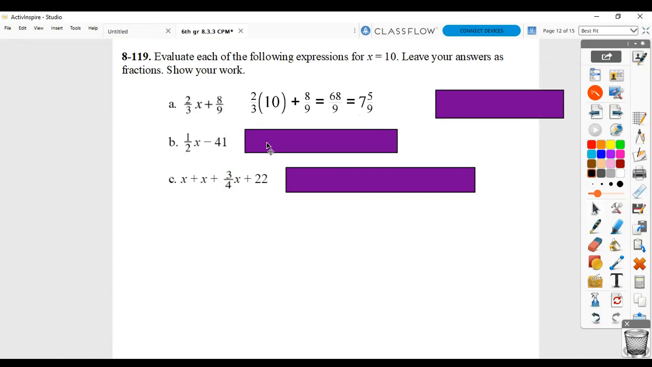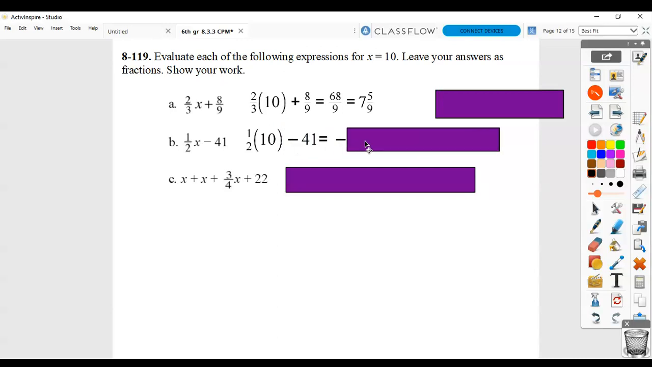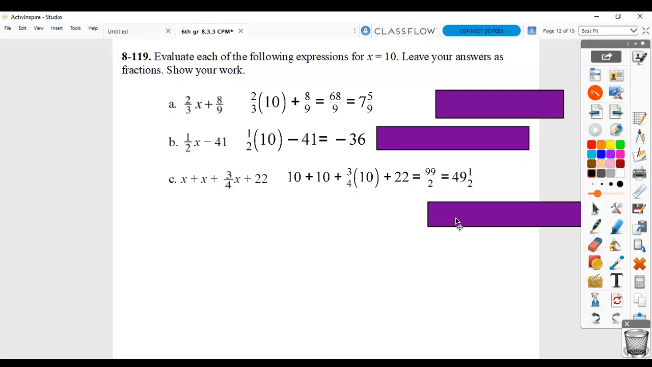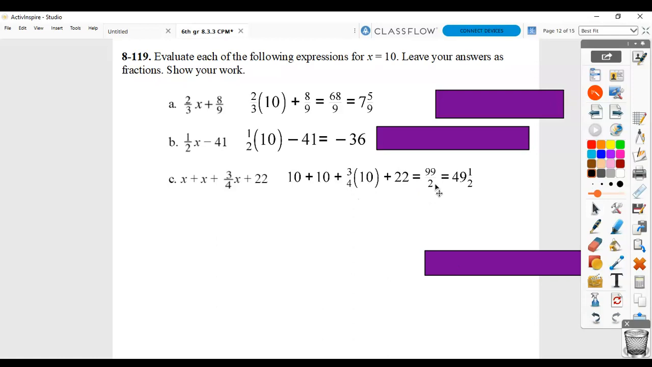1/2 times 10 minus 41. 1/2 of 10 would be 5. 5 minus 41 would be negative 36. Here you would have 10 plus 10 plus 3/4 times 10 plus 22. So you'd show that. 3/4 of 10, again, you could put this over a denominator of 1. You could simplify before you multiply. You end up getting a final answer of 99 halves or 49 and 1/2. Again, make sure you're showing even more work than I have here.